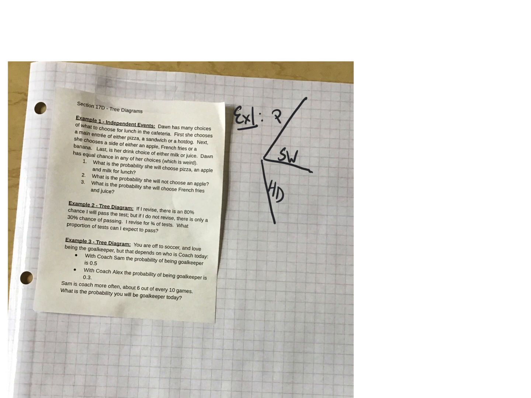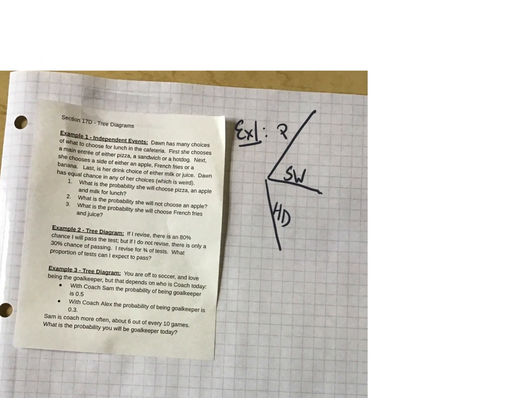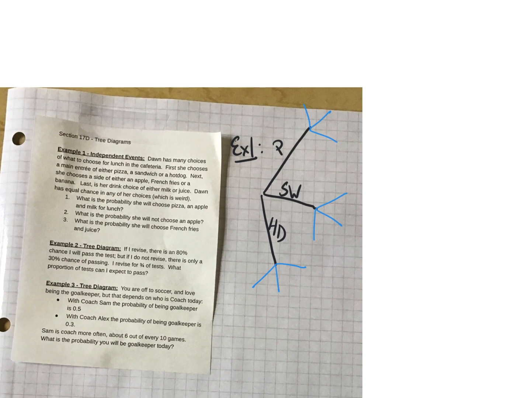And then after that, she chooses a side of either an apple, french fries, or a banana. So 3 options. So let's draw 3 branches after that to represent the sides. And it comes off of each entree. So it could be an apple, so I'll do A for apple, FF for french fries, or a banana. And I'm going to do that off of each entree.